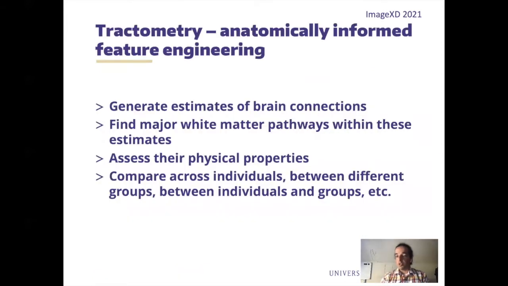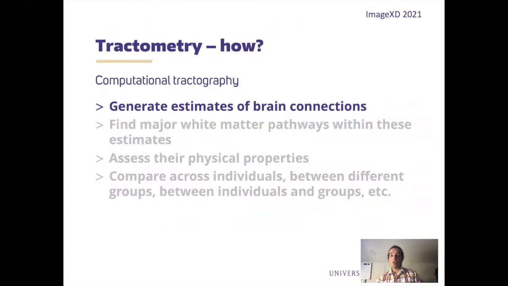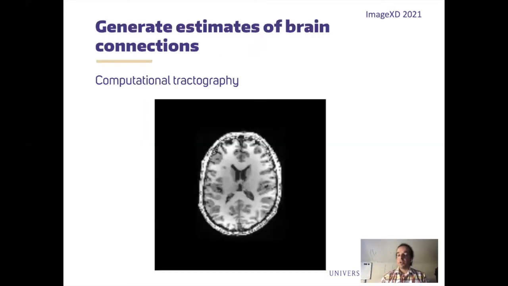So in tractometry, we use information about the anatomy to engineer features. And this is a multi-step process. In the first step, we generate estimates of brain connections. Then within these connections, we find the major white matter pathways. We assess their physical properties, and then we can use that to compare across individuals, between different groups, and so on. So let's go through this step by step. In the first step, we use computational tractography to generate estimates of brain connections.